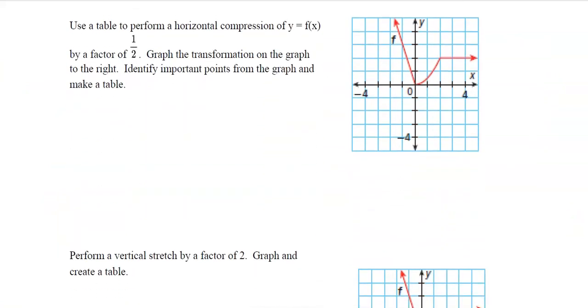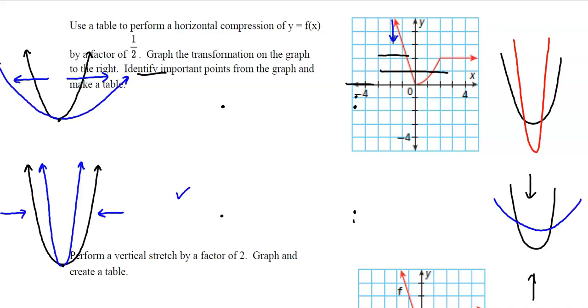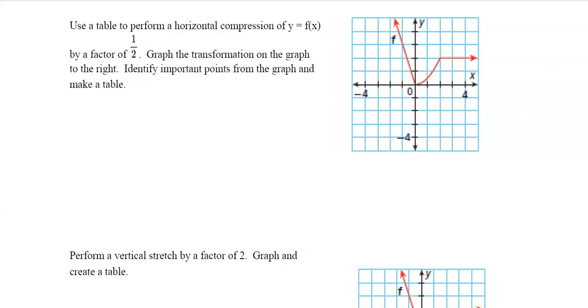So it says use a table to perform a horizontal compression of y equals f of x, which we have graphed over here to the right. So we need to do a horizontal compression. That's the key factor here. Horizontal compression by a factor of 1/2. And then we're going to graph it over there and identify some important points and make a little table.